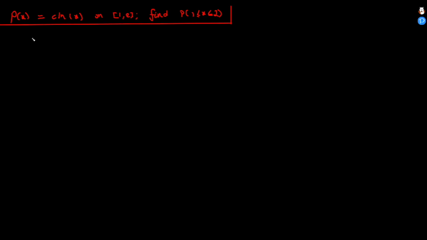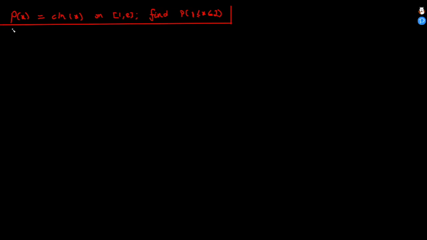Okay, so we're given that the probability density function p of x is defined as c times the ln of x on 1 to e, and we're asked to find the probability that x takes a value between 1 and 2. So what do we need to recall first?